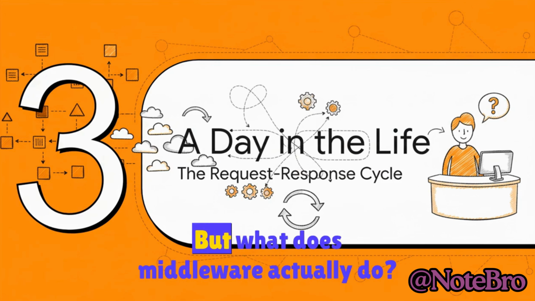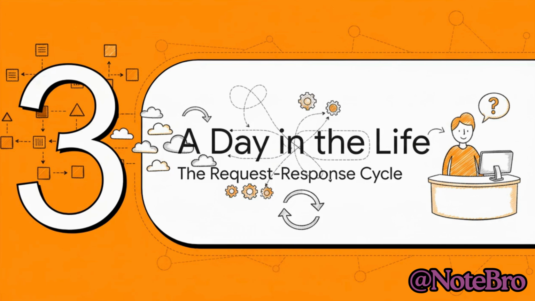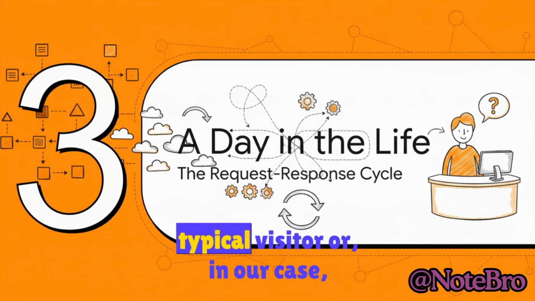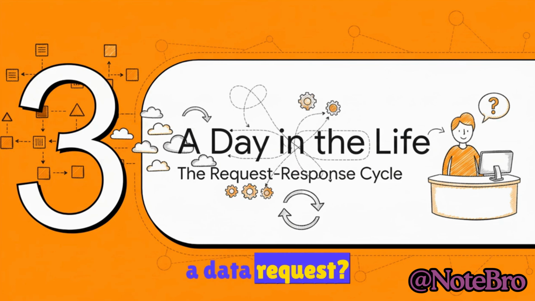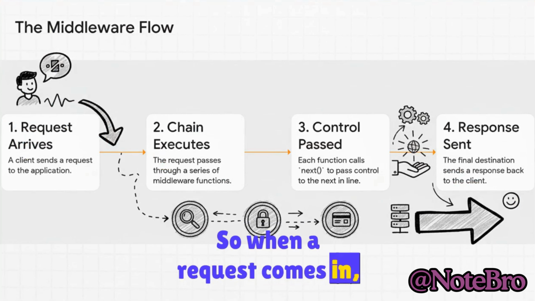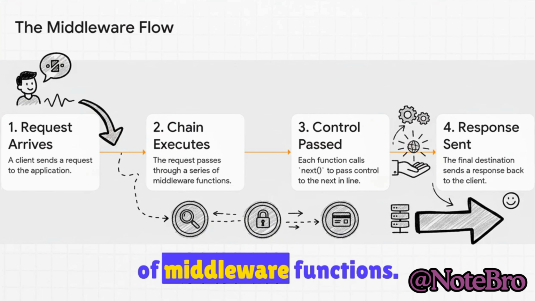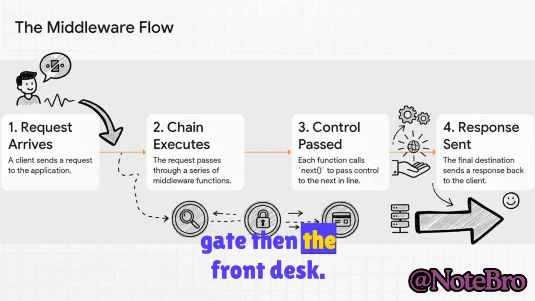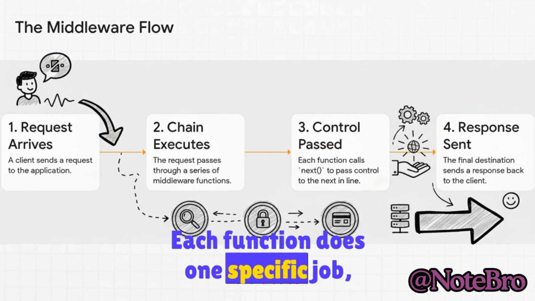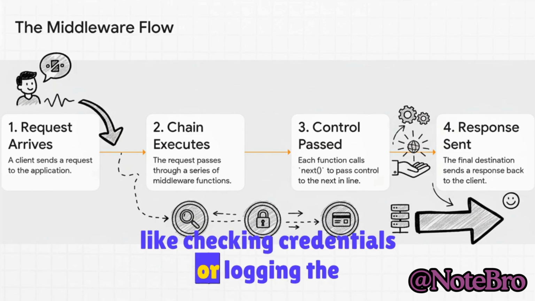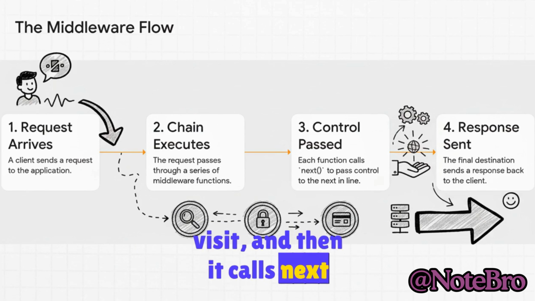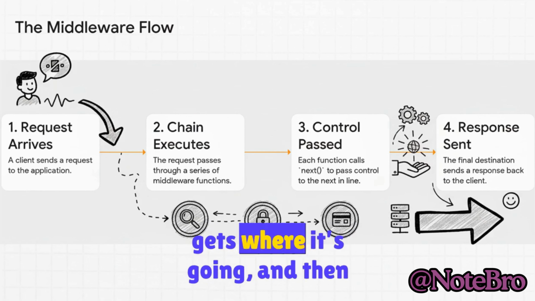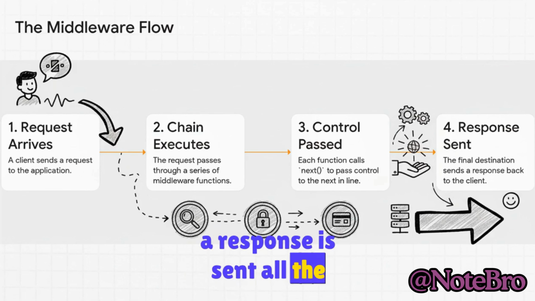Okay, we get it. It's important. But what does middleware actually do on a moment-to-moment basis? How does our receptionist handle a typical visitor, or, in our case, a data request? So when a request comes in, it enters what's called a chain of middleware functions. Think of it like a visitor having to stop at the security gate, then the front desk. Each function does one specific job, like checking credentials or logging the visit, and then it calls next to pass control down the line. This keeps happening until the request gets where it's going, and then a response is sent all the way back.